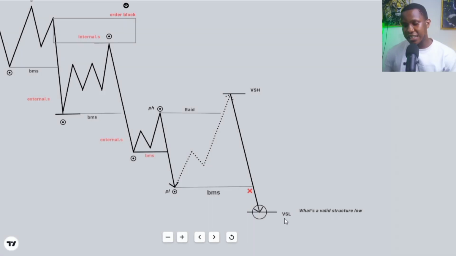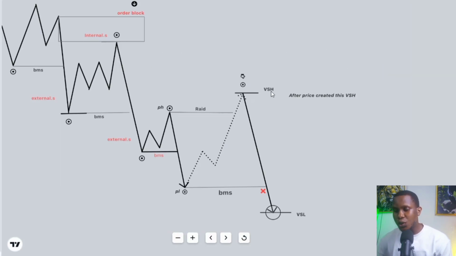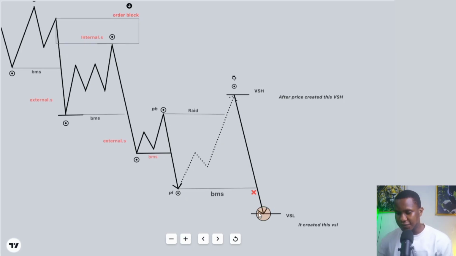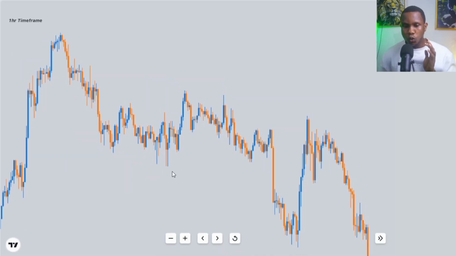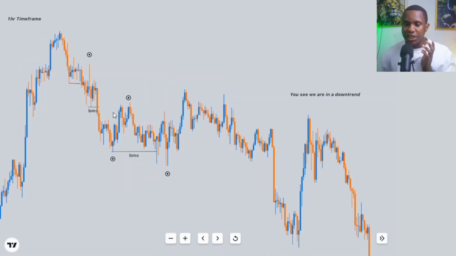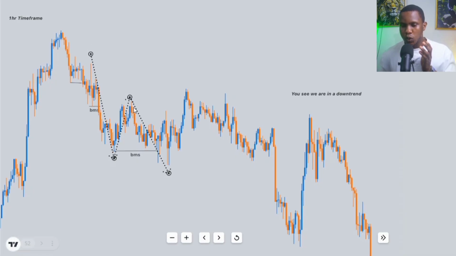What's a valid structure low? It is a low created after a value structure high is created. After price action created this value structure high, this value structure low was created, sweeping this previous low in the market. This is a good 1 hour time frame. Can you see what? We are in a downtrend. We moved from this high to this low, from this low to this high.